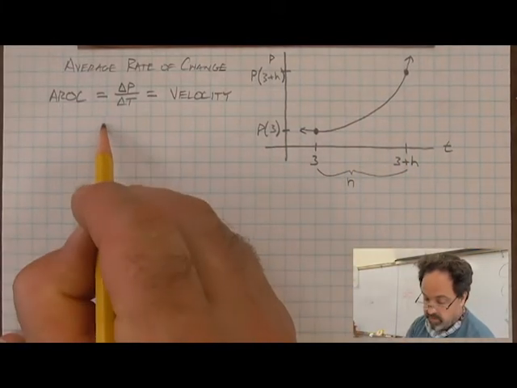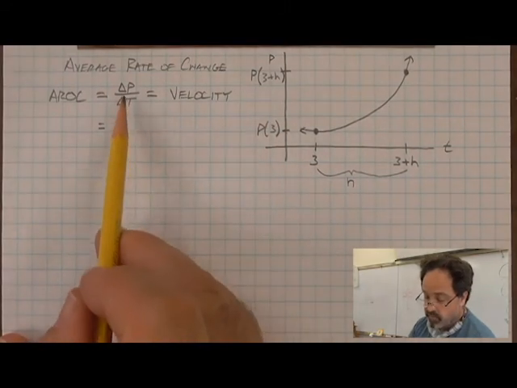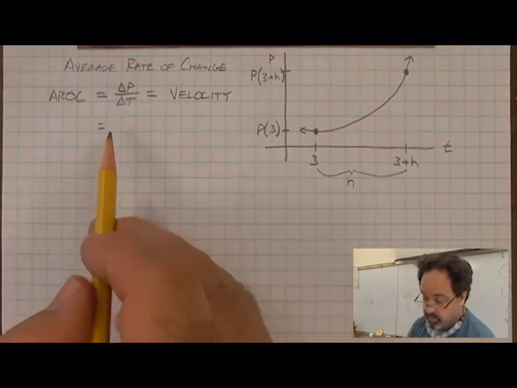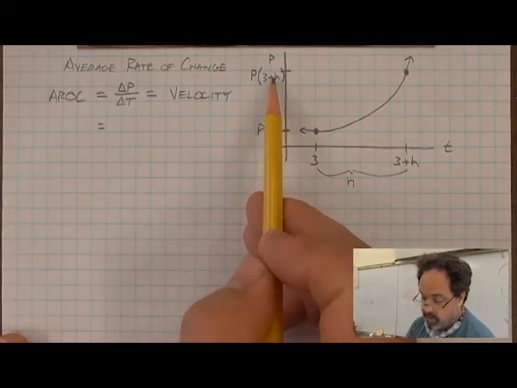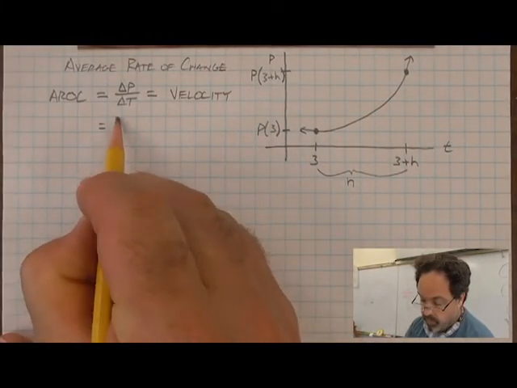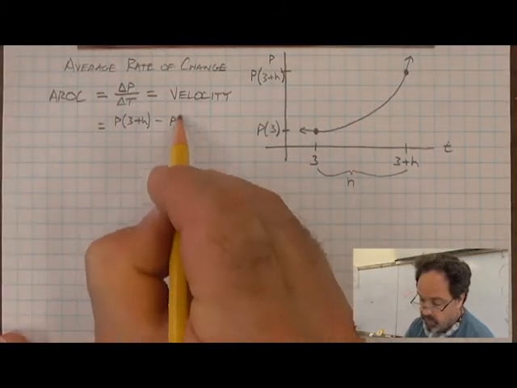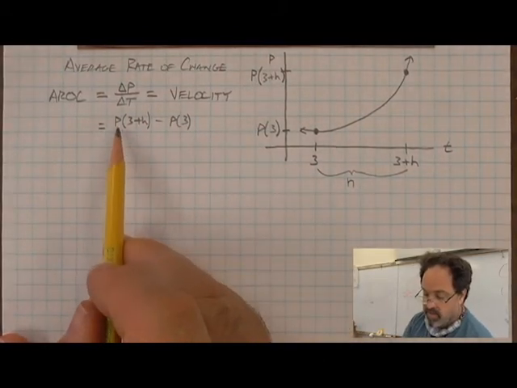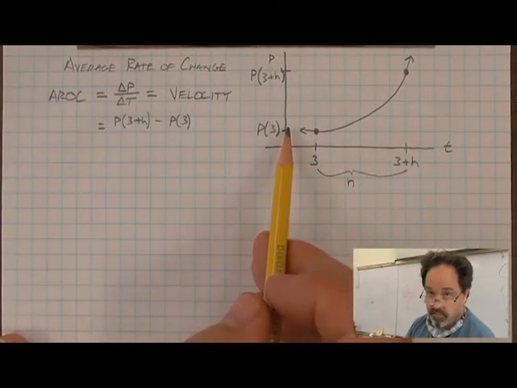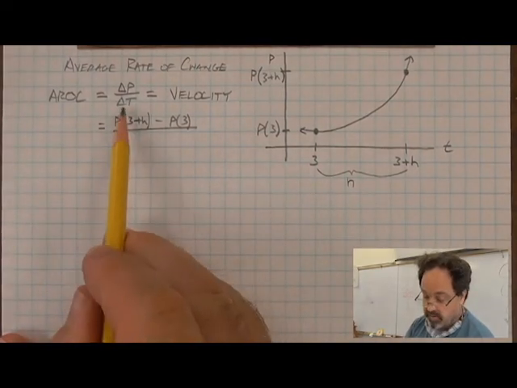Okay? And in this calculation, we could go a little further, because the change in p, given these labels, can be a little bit more precise. It is the latter p-value minus the initial p-value, or p evaluated at 3 plus h minus p of 3. Again, that's how we can represent change in p given these labels and information. And we're going to divide now by change in time, or delta t.